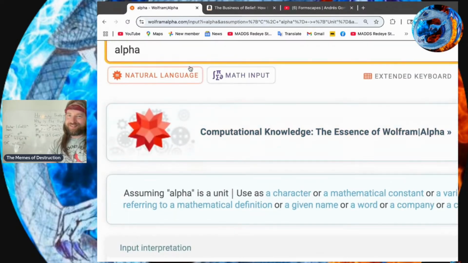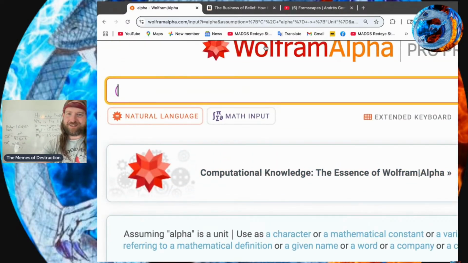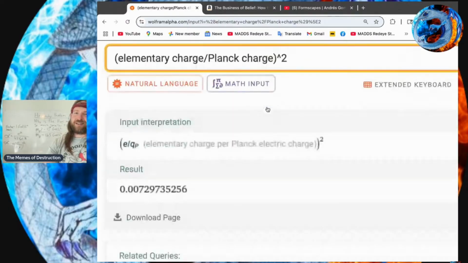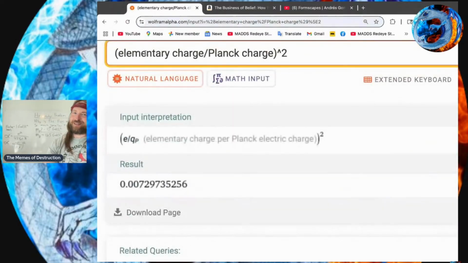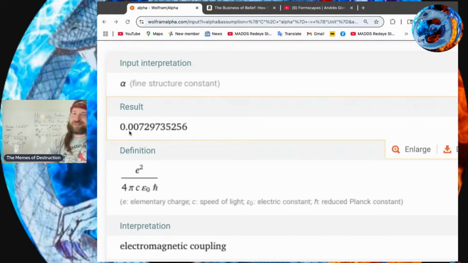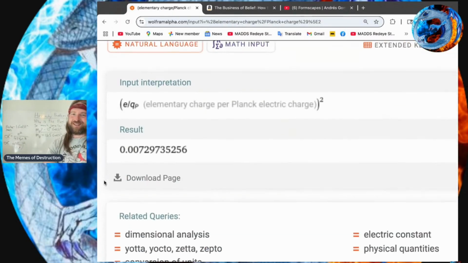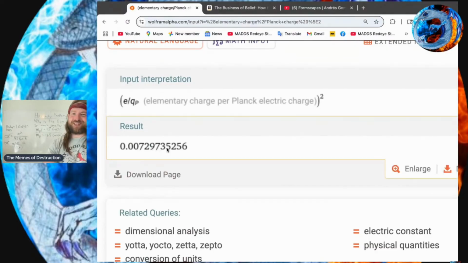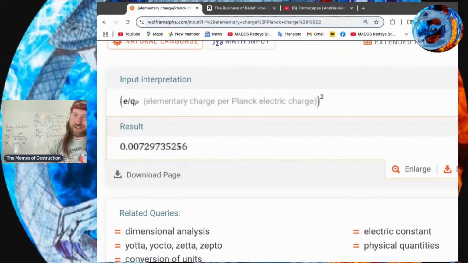Okay, so let's try to simplify this. Let's just do elementary charge divided by the Planck charge, and square the thing. Oh, look, this appears to be the same number. 0.00729735256. It seems to be computationally equivalent. Imagine my shock. Yes, that's a charge pun.